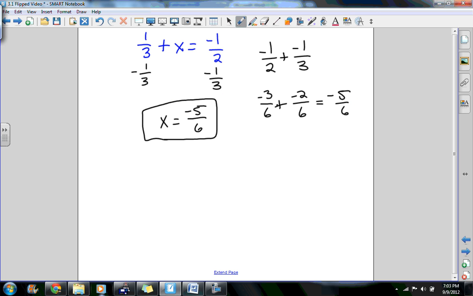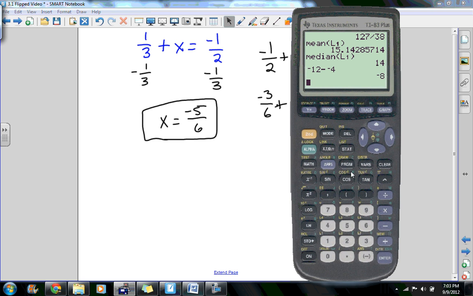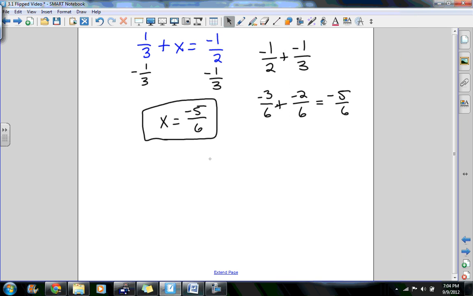This one we can absolutely check on our calculator. So I go 1/3 plus -5/6, which is -1/2, so it checks out. There we are.